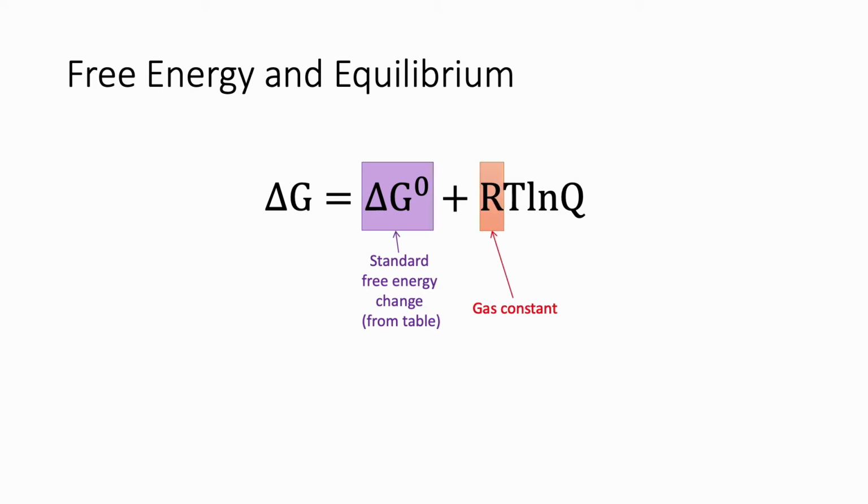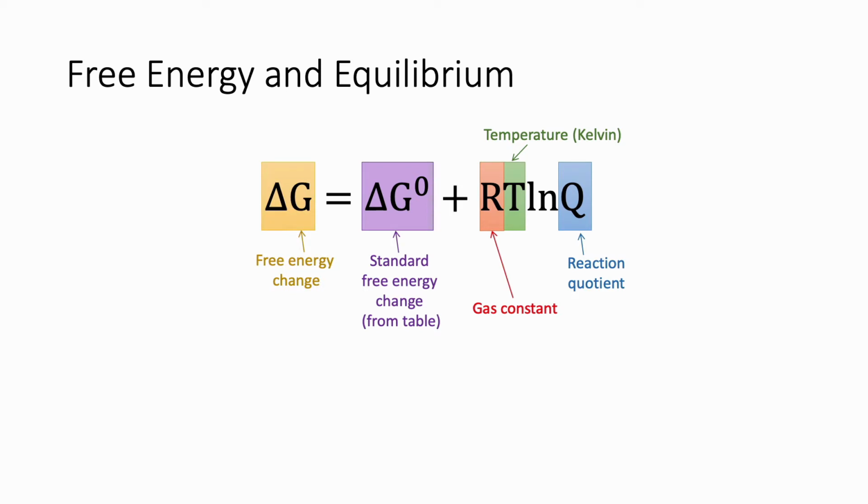But what we're going to do now is amend that by adding a term that includes the gas constant, R. Since we're talking about energies, that's always going to be 8.314 joules per mole Kelvin. R times the temperature in Kelvin times the natural log of the reaction quotient. If we add that term to the standard free energy change, we get the free energy change for our particular system.